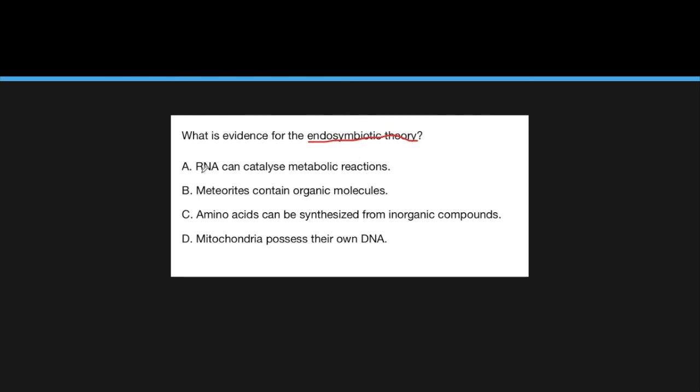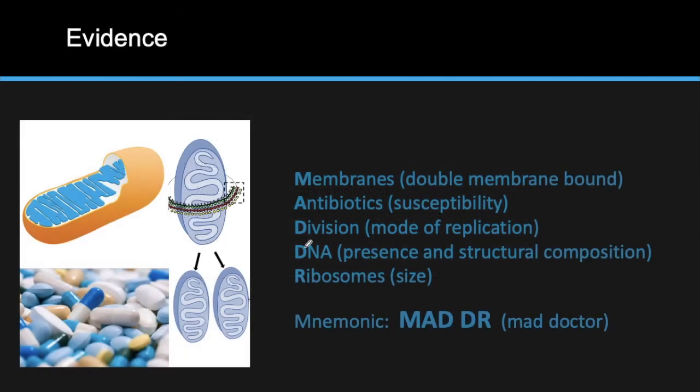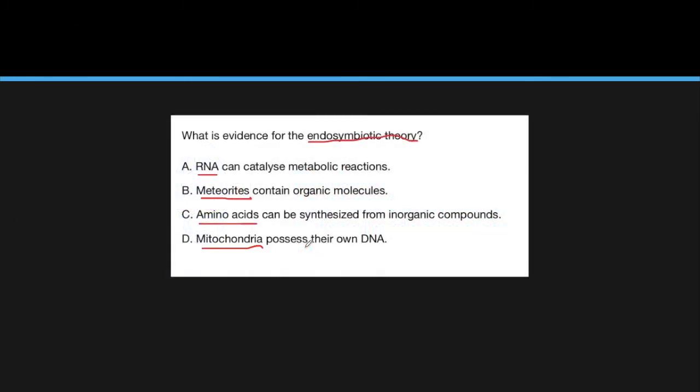In the responses we can see RNA, meteorites, amino acids, and the mitochondria. Just based off of these components and looking back at the evidence that we outlined on this slide with the mnemonic device Mad Doctor, we can determine which one is the answer, just based off of that mnemonic device and looking at what the endosymbiotic theory was. So really quickly, I'm going to go over again what the endosymbiotic theory was. It concerned the development of the mitochondria and the chloroplast and the development of the eukaryotic cell.